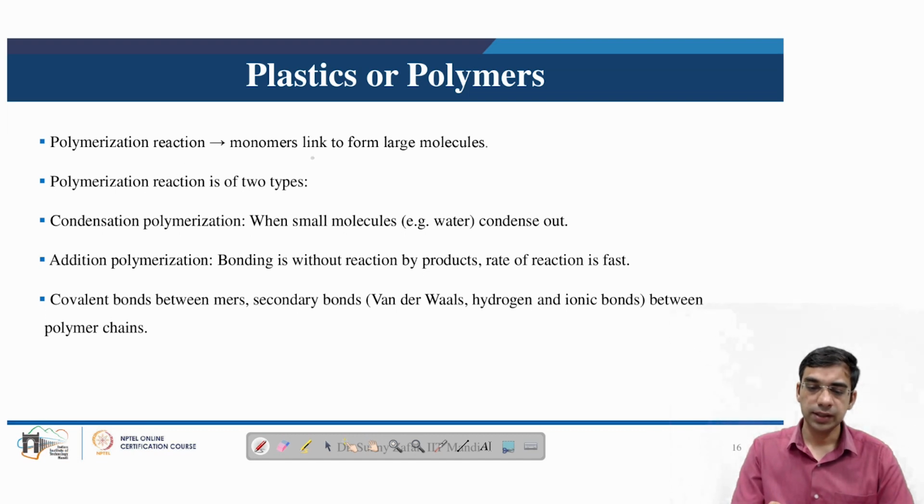Polymerization reaction in plastics develops the monomer links into large molecules. Polymerization reaction can be of two types. It can be a condensation polymer reaction, where small molecules like water condense out, or an addition polymerization reaction, where bonding occurs without reaction products, and they have faster reaction rates. In polymers, there are covalent bonds between mers, and sometimes there may also be secondary bonds in the form of van der Waals bonds, hydrogen bonds, or ionic bonds in the polymer chains.